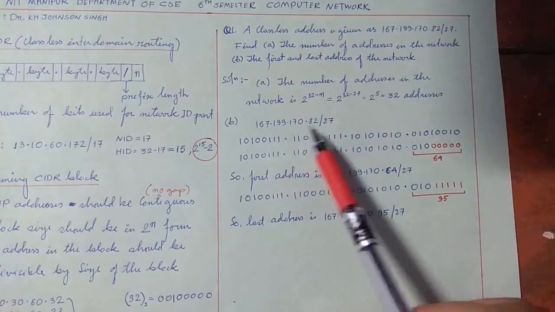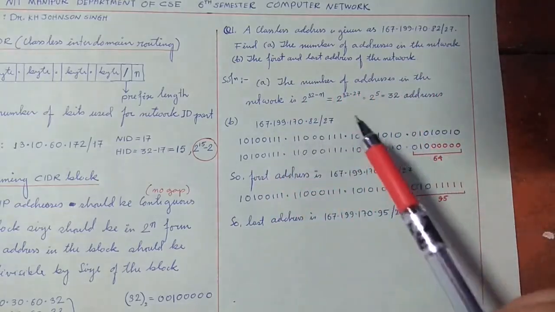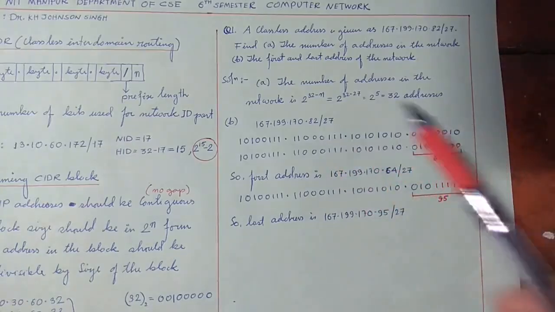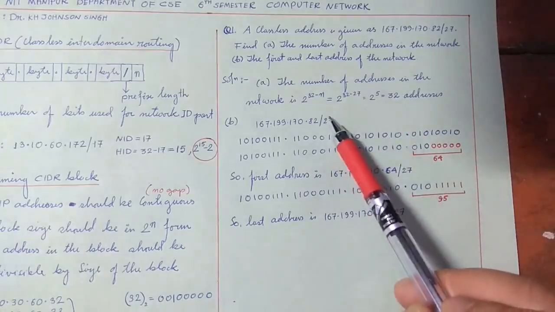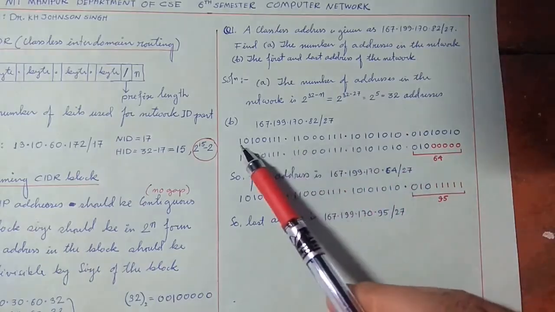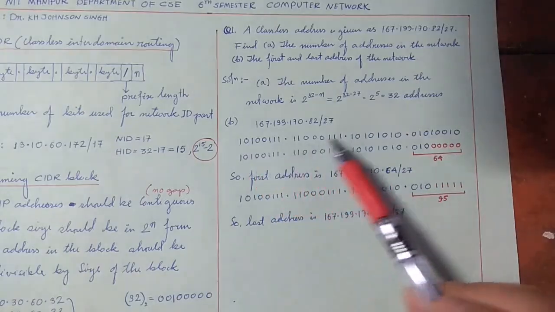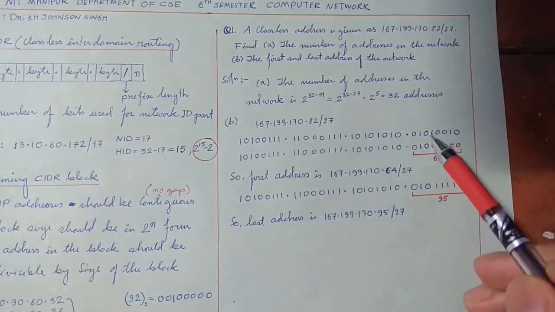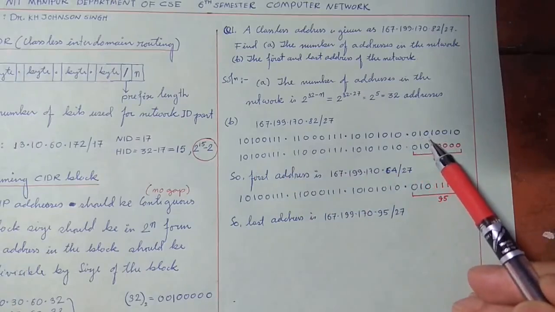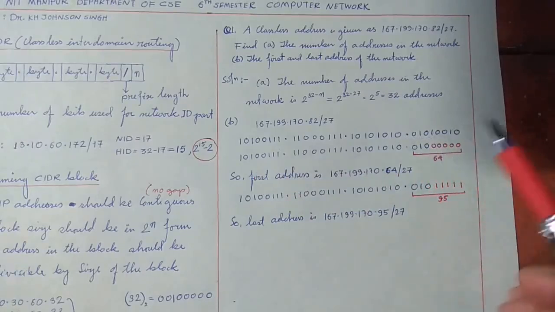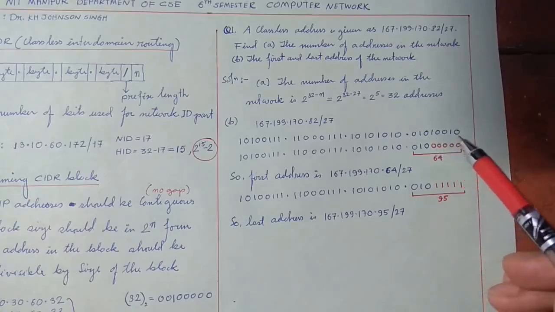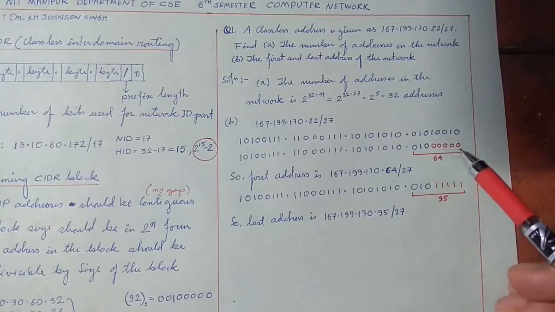Second point, let us find the first and the last address of the network. We converted the address into binary format. In this question, we will see only the last 8 bits. In these 8 bits, 27 means 27 bits are used to denote the network ID. You can count from the start to see where the 27 ends: 24, 25, 26, 27. It ends here. The first IP address is the network ID itself, so the remaining 5 bits will be converted into zeros.